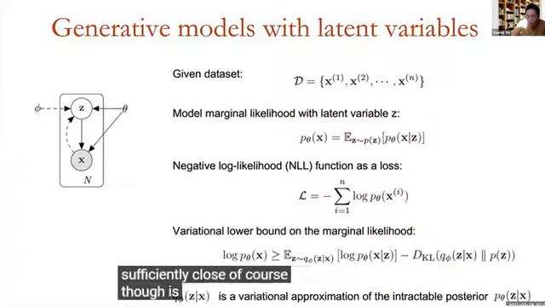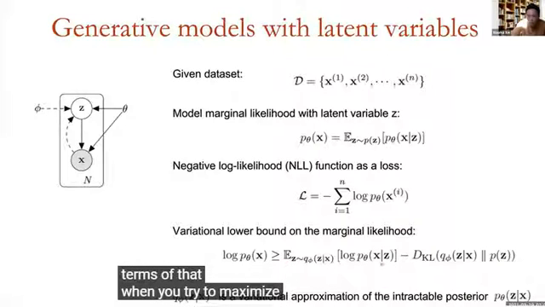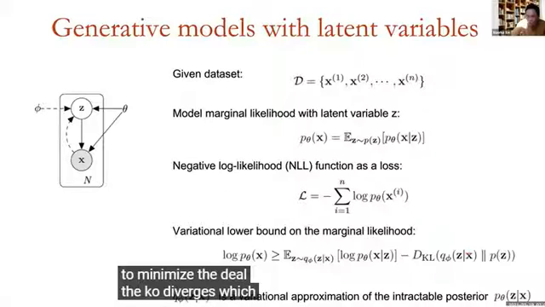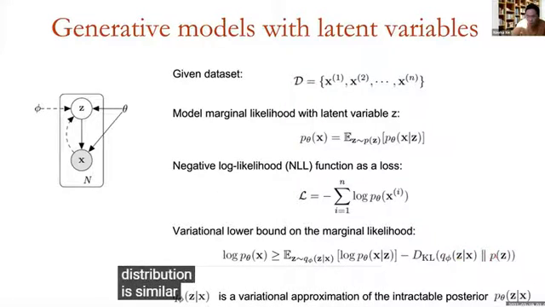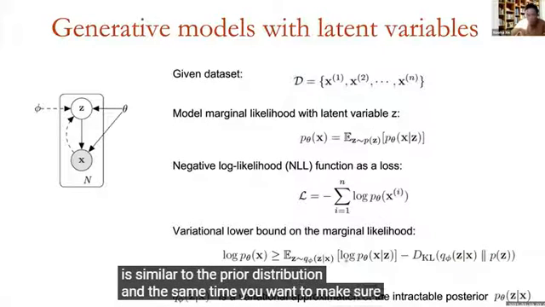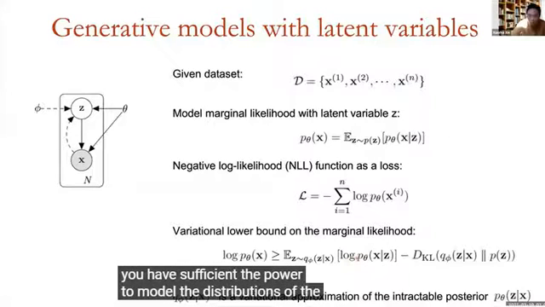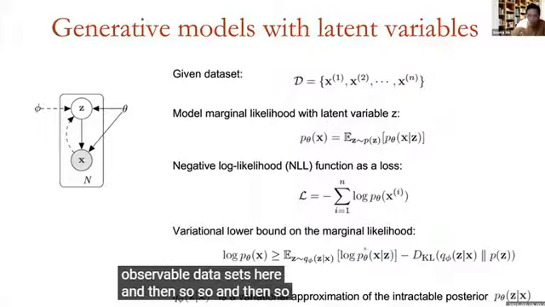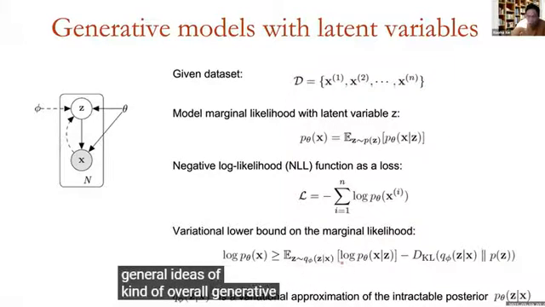Of course, there's always a balance between these two terms. When you try to maximize this, you want to minimize the KL divergence, which means you want to make sure that your proposed distribution is similar to the prior distribution. At the same time, you want to make sure that you have sufficient power to model the distribution of the observed data sets. So that's the general idea of generative models overall.